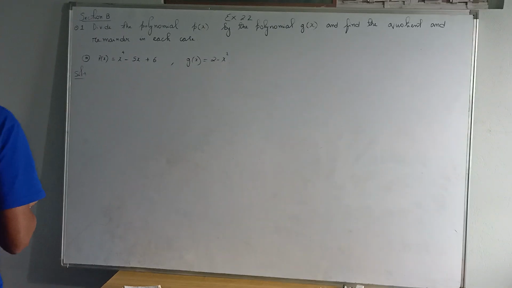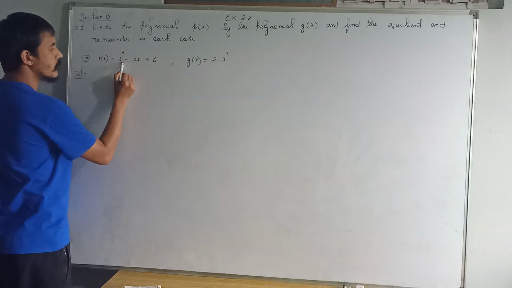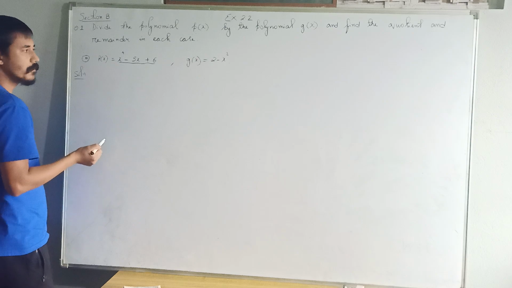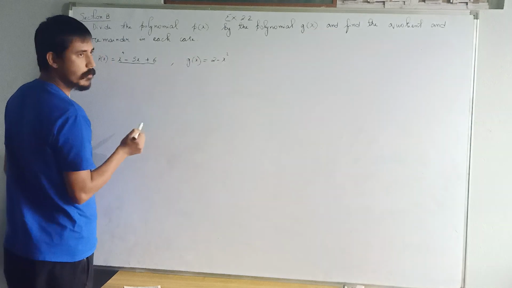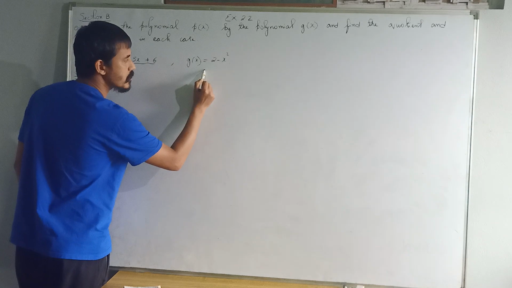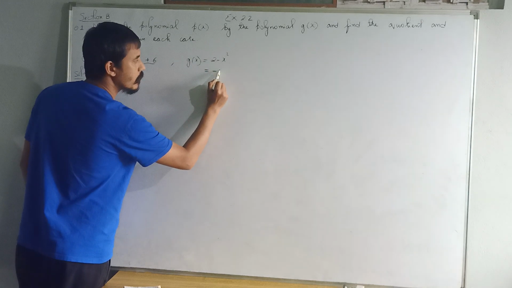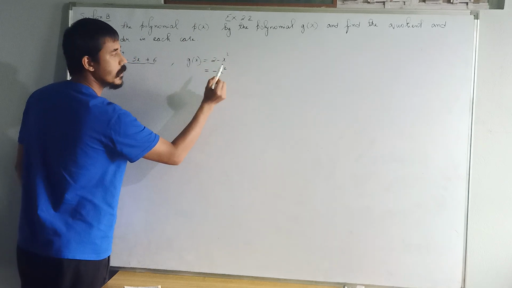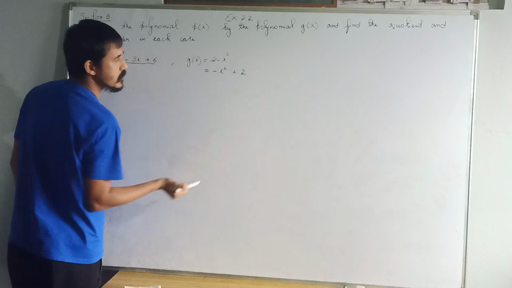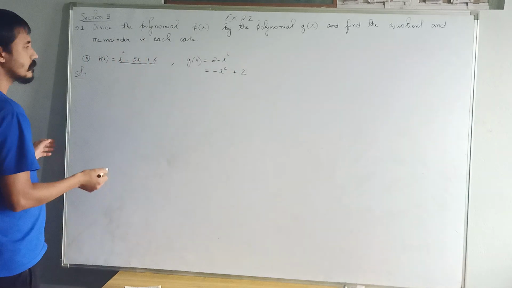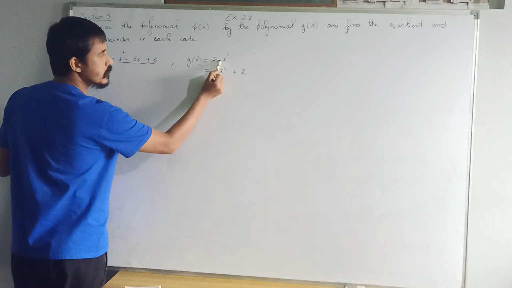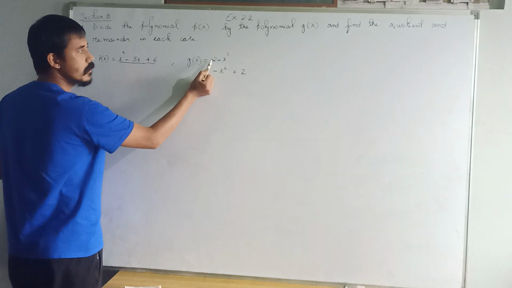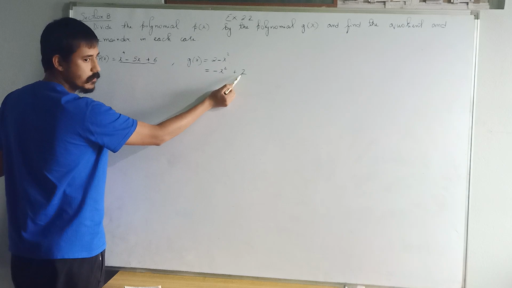So let's work out question number 1, Roman 3. This is your given px. It's arranged in the order of decreasing power. But gx is not arranged in the order of decreasing power, so we are going to rearrange gx as minus x squared. This is the term containing the highest power, so we write it in front, and then we have plus 2 as the constant term, followed by this constant term plus 2.